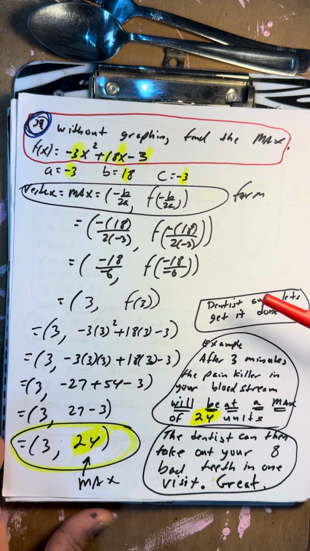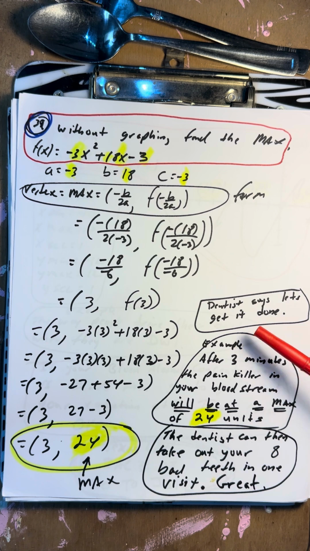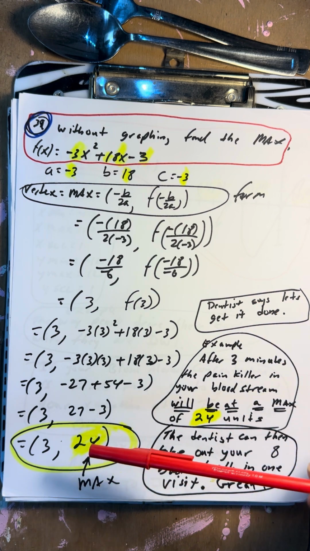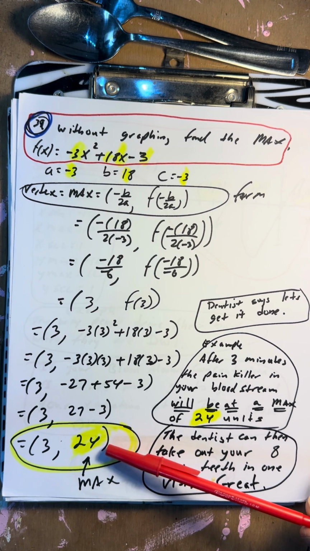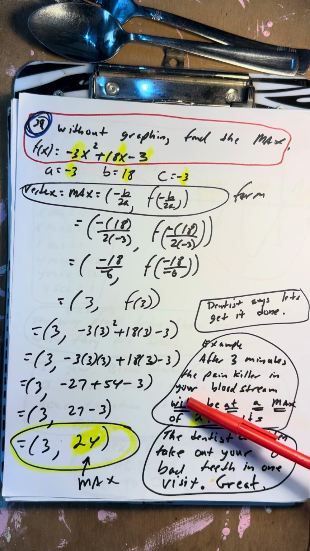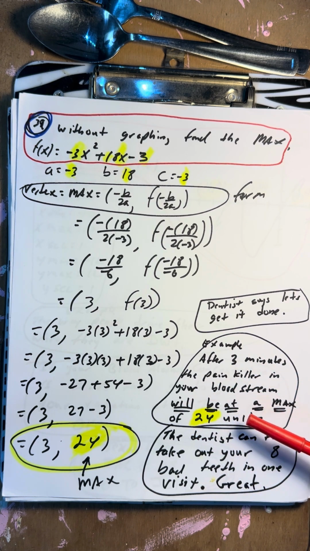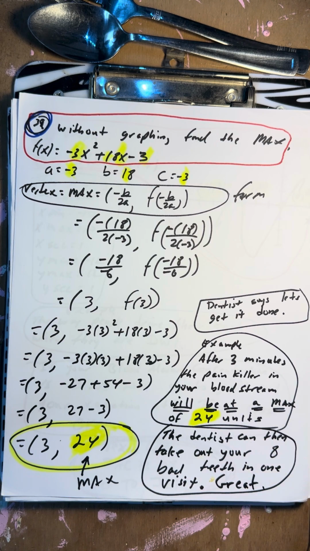Example is this. Let's say you go to the dentist, and the dentist says, let's get it done. So you get the maximum medicine in your mouth before they start doing the surgery. So he gives you the shots. Now, after 3 minutes or whatever the time limit is, you're at the maximum right now. That medicine is affecting you now. So after 3 minutes, a painkiller in your bloodstream will be at the max of 24 units. Good. You don't feel any pain. So now, guess what? The dentist can take out your 8 bad teeth in 1 visit. Isn't that great? You are so lucky.